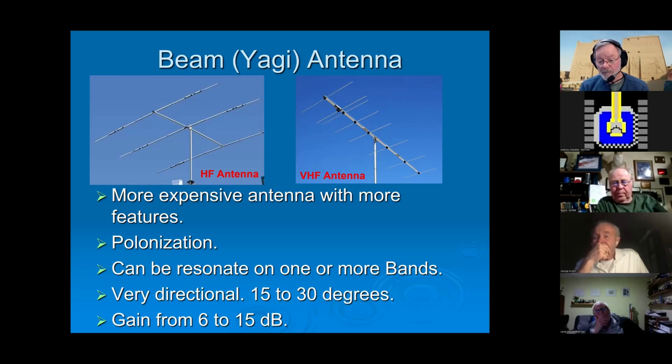Now, some of these VHF, UHF beams get quite long, really, really long and really big, where you can get all the way up into the 20 and 30 dB worth of gain. So you can start off with 100 watts, and pretty soon you're up almost to a kilowatt of effective radiated power with an antenna like that. But again, those are pretty expensive.